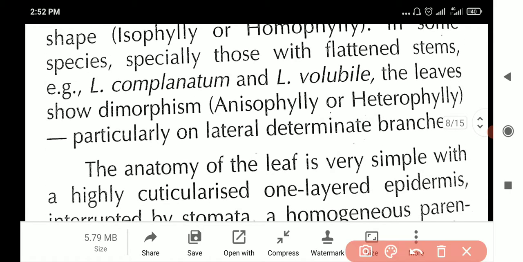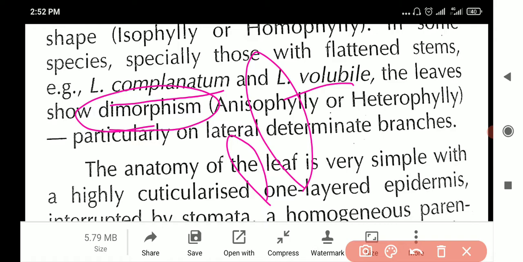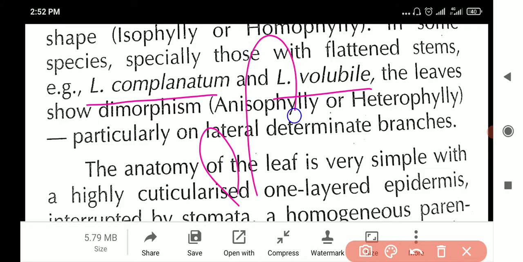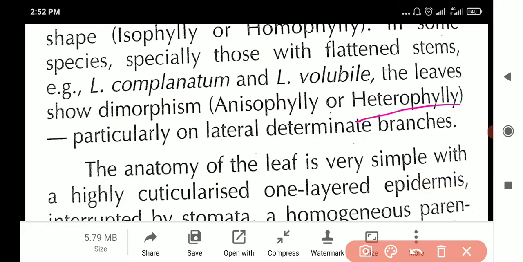Now there's a type, let's give the example of Lycopodium complanatum and volubile, where the leaves show dimorphism. Dimorphism means they have two shapes, one big and one small. Mostly, I told you they have the same size and the same shape. But in these two species, you have two different kinds of leaves, a small leaf and a large leaf. So we call them heterophyly. The other one is homophyly, and this one is heterophyly.